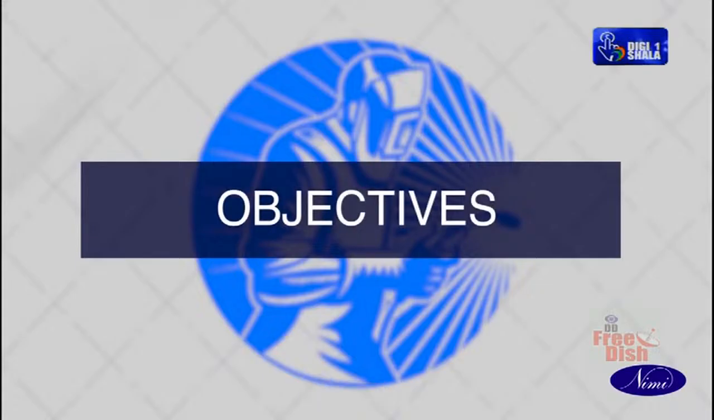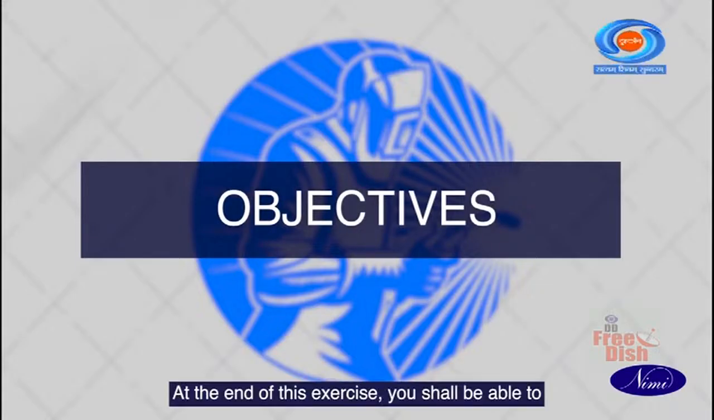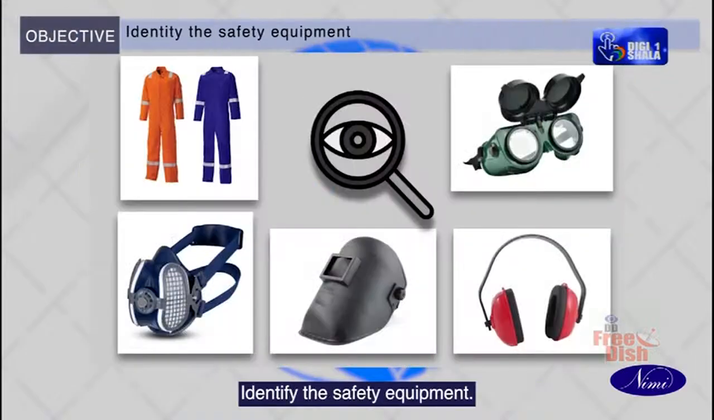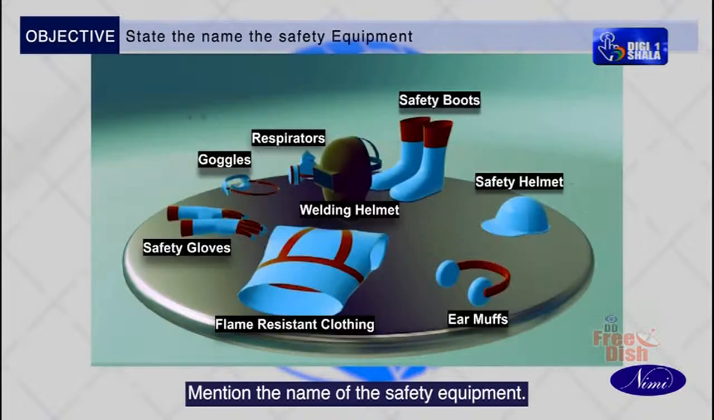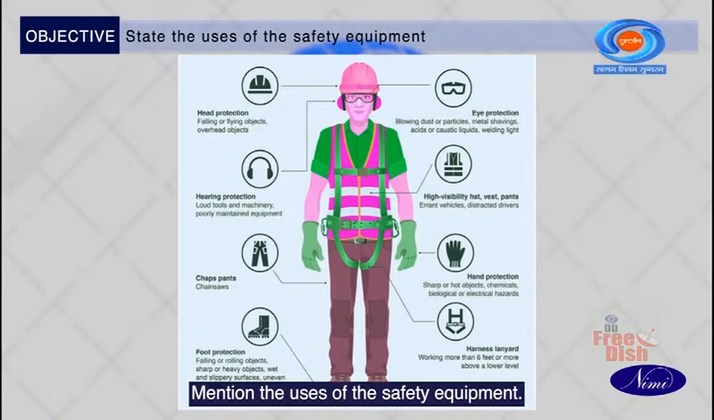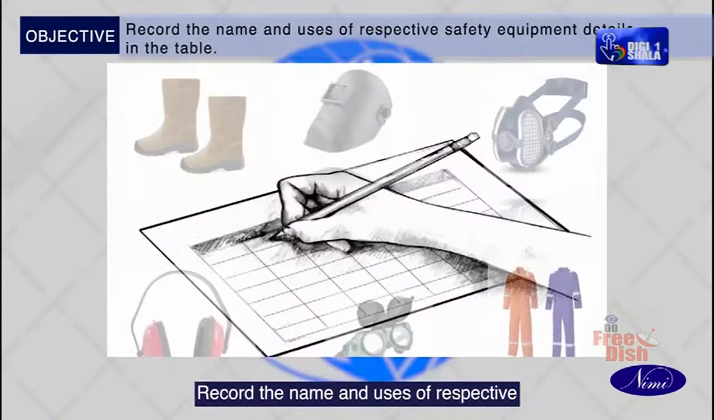In this topic, you are going to learn about the welding trade, safety equipment and their uses. Objectives. At the end of this exercise, you shall be able to identify the safety equipment. Mention the name of the safety equipment. Mention the uses of the safety equipment. Record the name and uses of respective safety equipment details in the table.